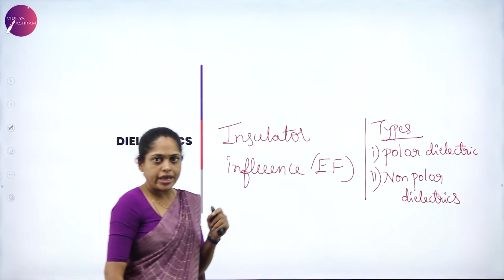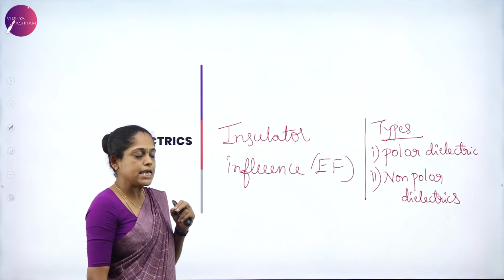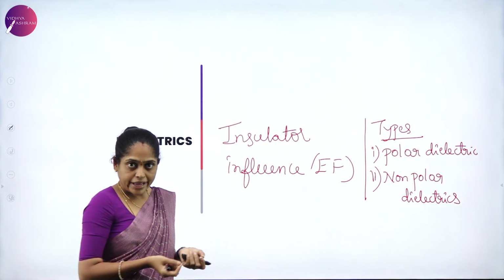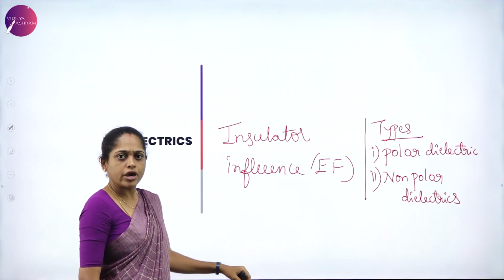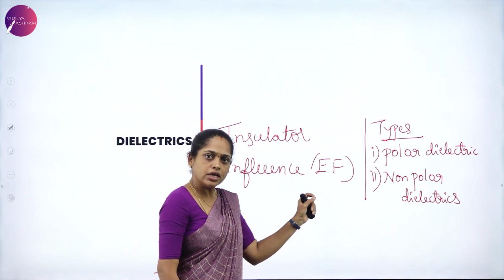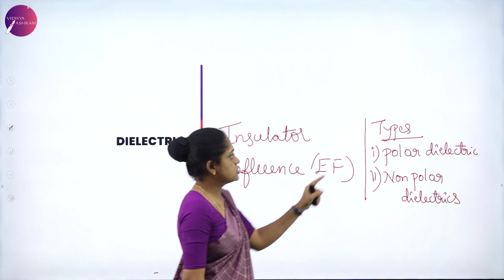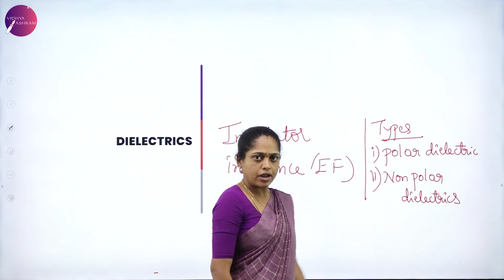The types of dielectrics are polar dielectrics and non-polar dielectrics. What are dielectrics? Dielectrics are insulators which do not allow current to pass through them, but they can influence, that is, affect the electric field. What are the types of dielectrics? Polar dielectrics and non-polar dielectrics.